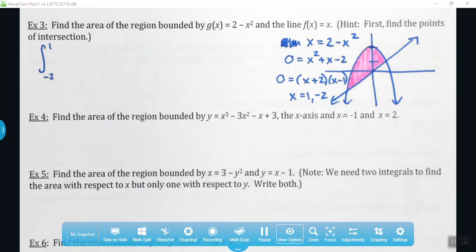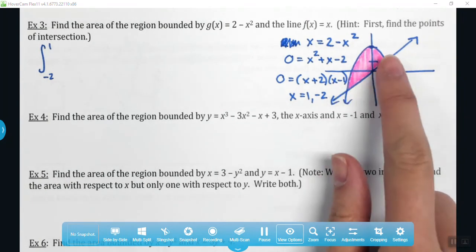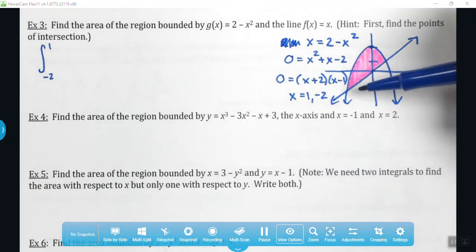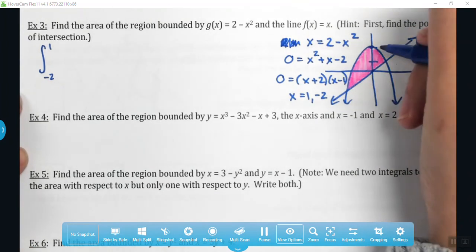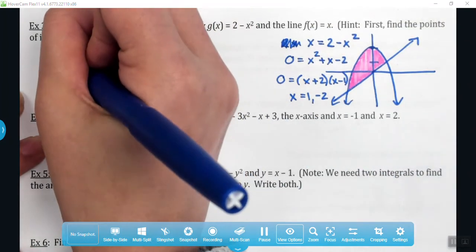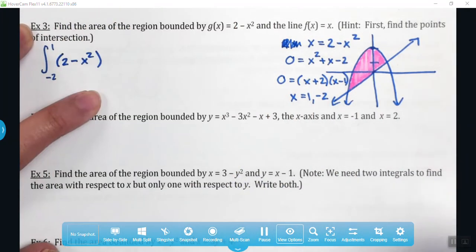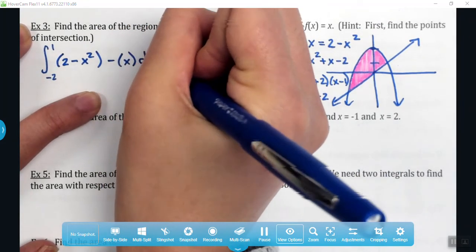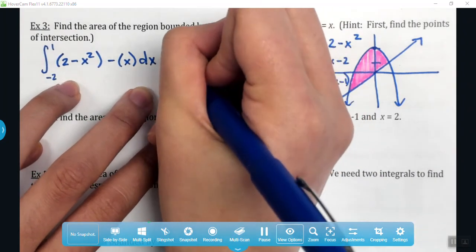Okay, so we're going from -2 to 1 because those are our intersections for the x values. Which curve is on top? Two minus x squared. And which curve is on the bottom? The x. And then you just integrate normally.